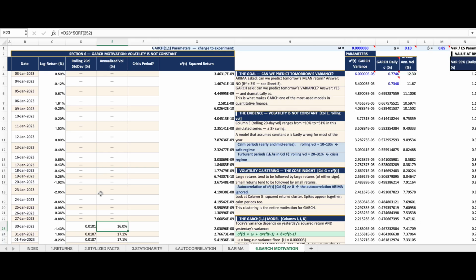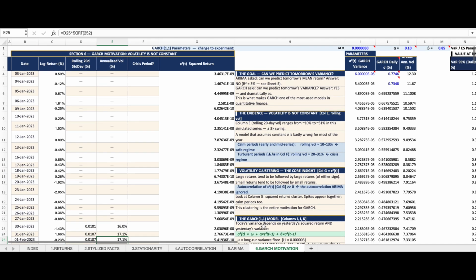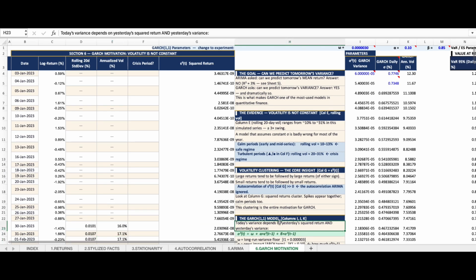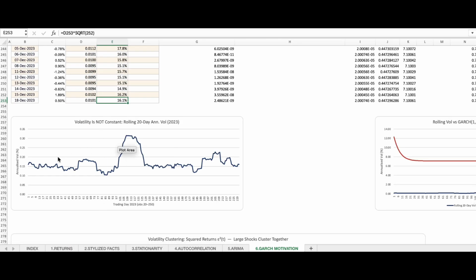It would be wrong most of the time, just in different directions. And that's why we need a model that updates its volatility estimate dynamically. That is the GARCH model, and we'll come to what it is. But this is the intuition of why a GARCH model is needed for volatility. It is because constant volatility does not work, and you need a time series model for volatility itself, which can update itself.